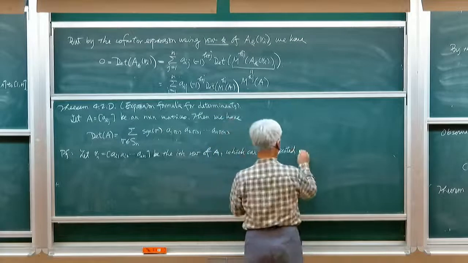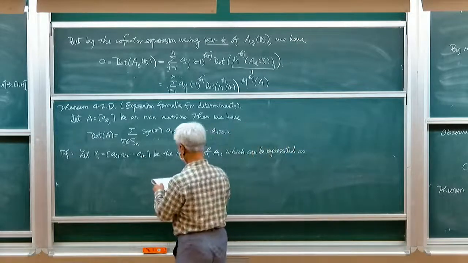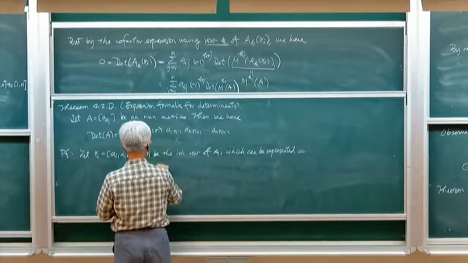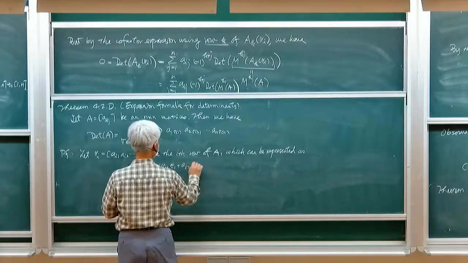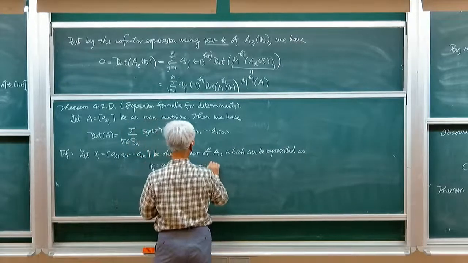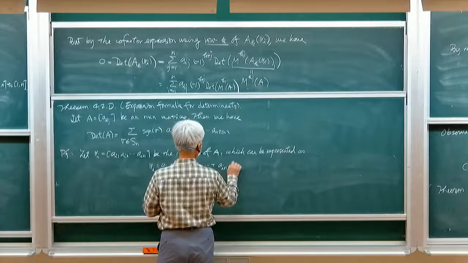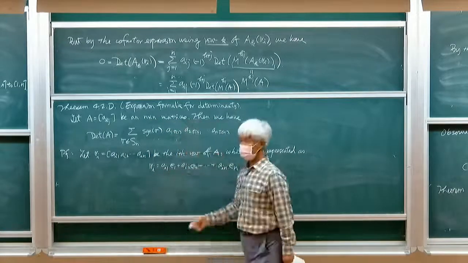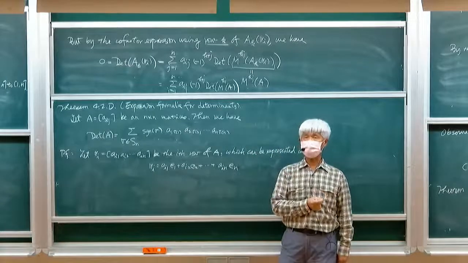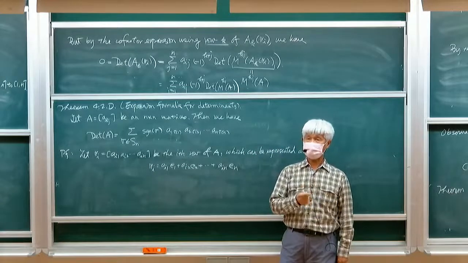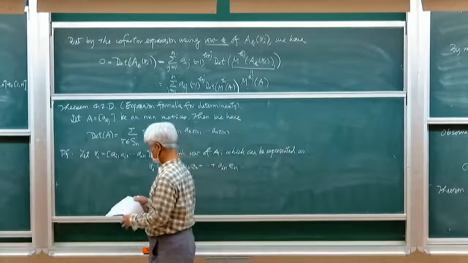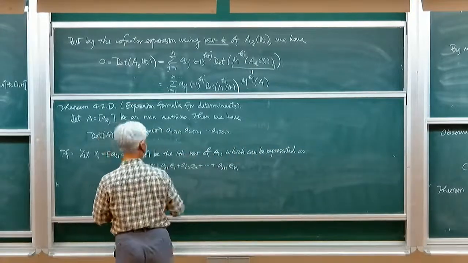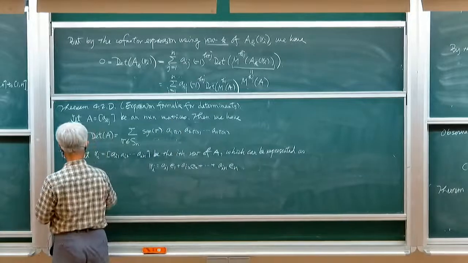Alright, Ri can be represented as ai1 e1 plus ai2 e2 plus and so on plus ain en. So every row can be represented as a linear combination of the standard unit row vectors, ei.